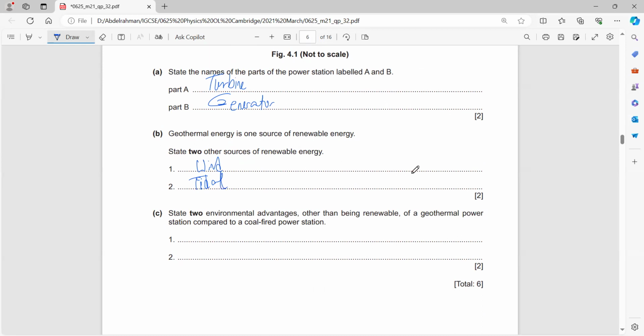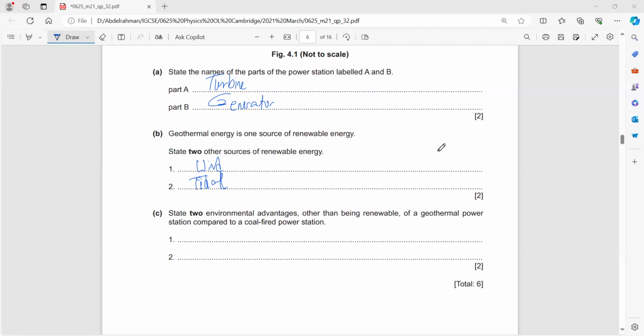State 2 environmental advantages, other than being renewable, of a geothermal power station compared to a coal-fired power station. 2 environmental advantages other than less pollution. Less carbon dioxide in the atmosphere. Okay, correct. It's better to say less carbon dioxide pollution, or less CO2 pollution, or less global warming effect, or no acid rain effect. It's not a good practice to say less pollution. Okay, less pollution is very vague.